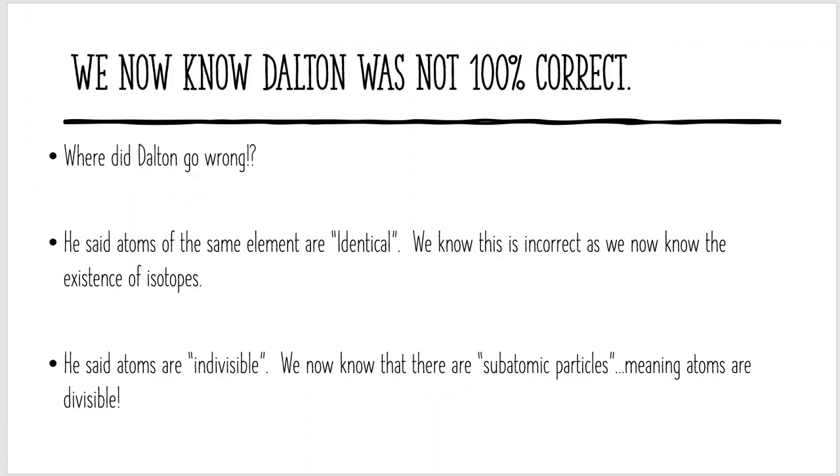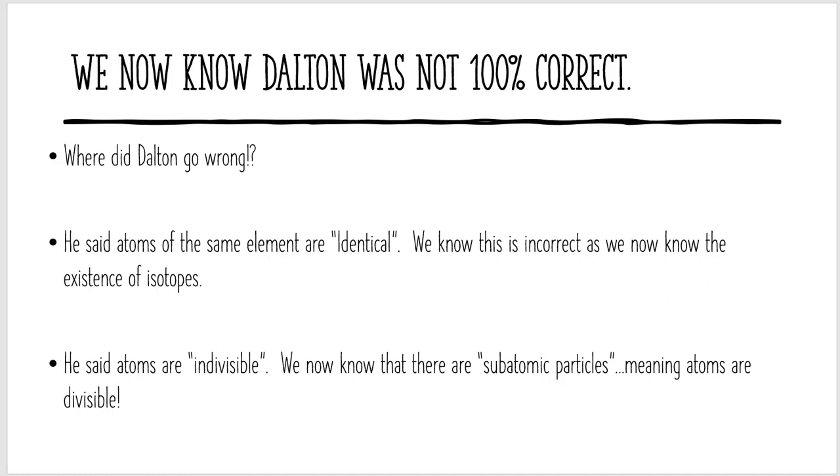Okay, so the places where he went wrong is he said all atoms of the same element have to be identical. Okay, and we now know that that's not correct because we have different isotopes, right? We have carbon 12, we got carbon 13, we got carbon 14. So they're identical in terms of atomic number, but they're not necessarily identical in terms of mass. And we know that the differing in mass is the different number of neutrons. So he said all atoms of the same element were identical. He's a little bit wrong there, okay?